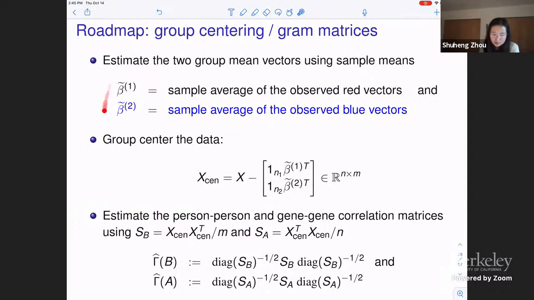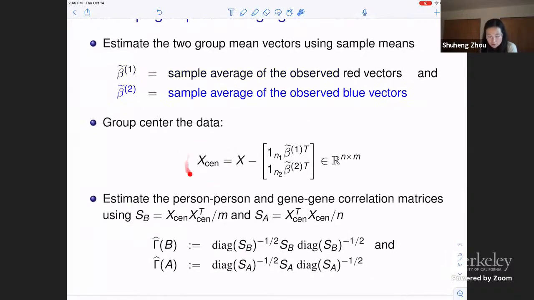So that's the starting point. We take the sample average of the observed red vectors, and this is the sample average of the blue vectors from the control group. And we take those out from each individual according to its group. So this is a labeled sample. So we know which person has the disease, which person doesn't. In statistics, we call this centering. So this is centering the data. Now, roughly it's mean zero.